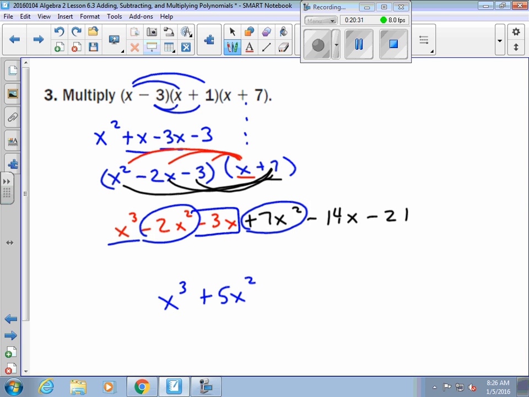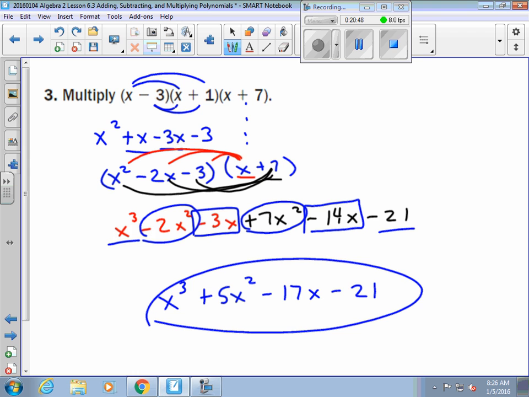X to the first power is next, negative 3x and negative 14x. Those are the same sign. Both of them are negative, so add them. 14 and 3 is negative 17x. Keep the common sign. And then there's one constant that doesn't have a variable, negative 21, to go with it. X cubed plus 5x squared minus 17x minus 21.